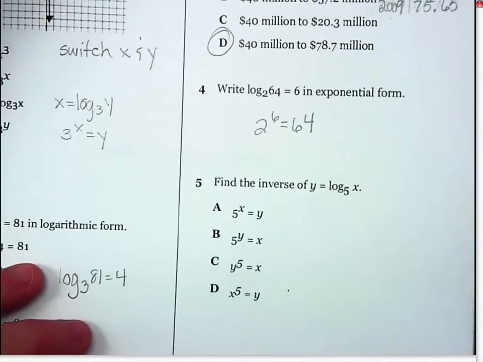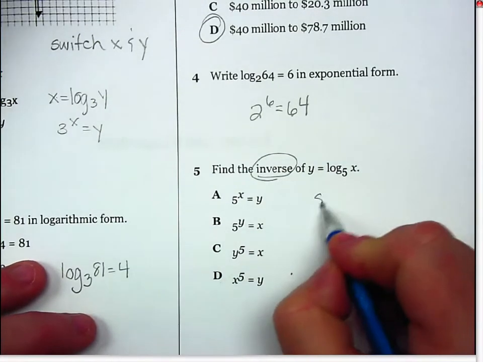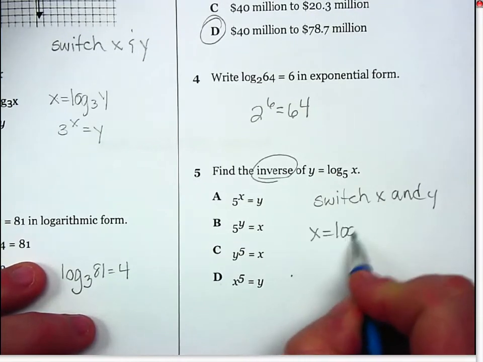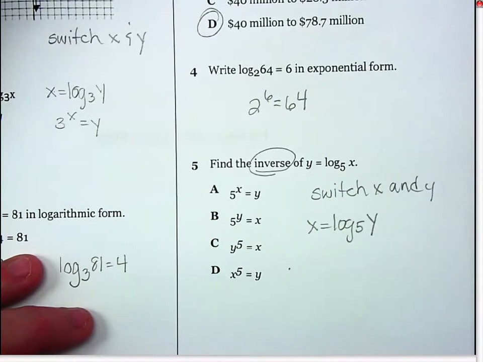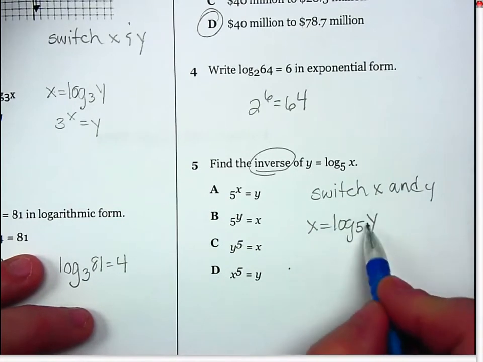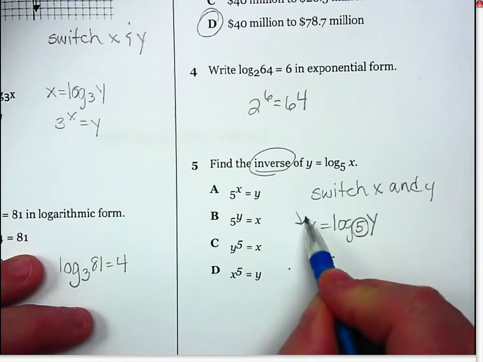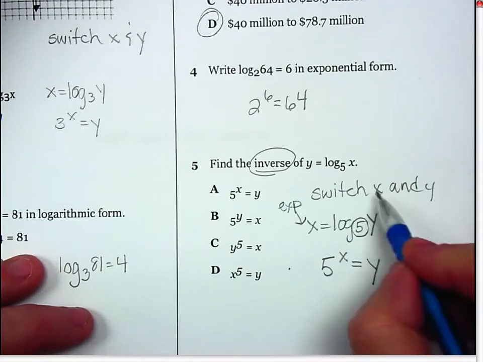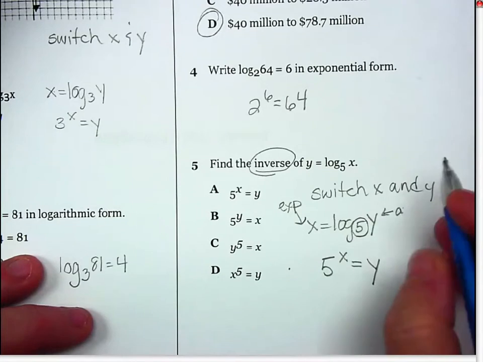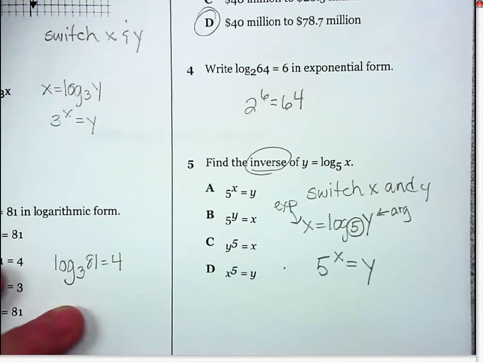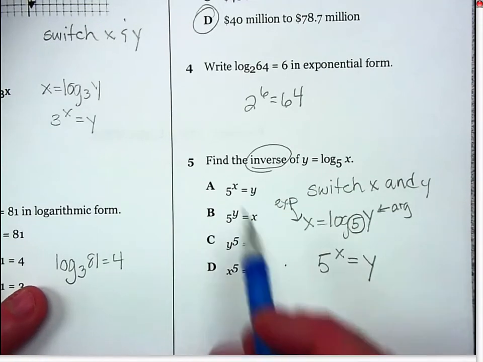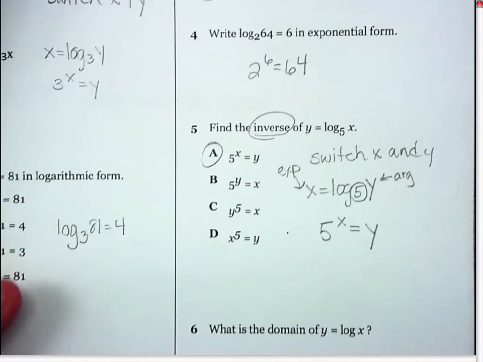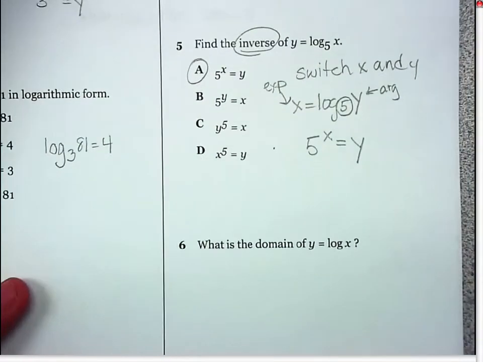Okay. Now, this one, I'll find the inverse. You're right. We switch x and y. So we have x equals log base 5 of y. And then we're going to change this to an exponential. So we start with the base, 5, and y is the exponent. So 5 to the x equals y. This is always your answer or your argument. That would be A. Okay, just if it says inverse, you have to switch x and y. That is the main thing that you need to remember on the test.